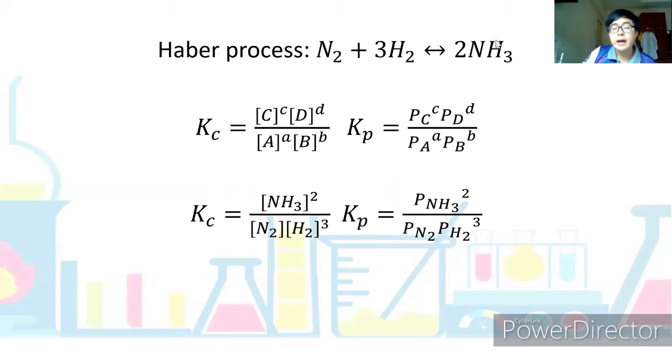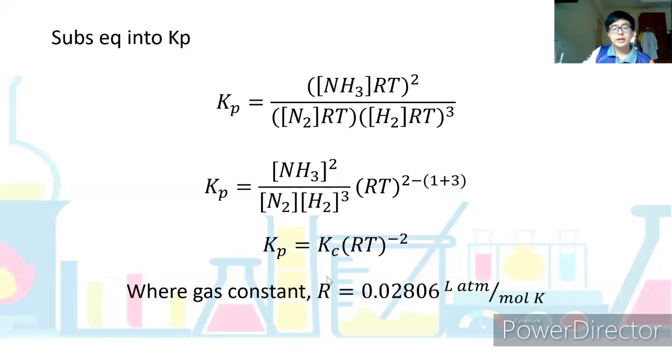So it is the end product minus the reactants. Okay, the number of mole of the end products minus the number of mole of reactants. Okay, so the gas constant overall is 0.08206 liter atm per mole Kelvin.